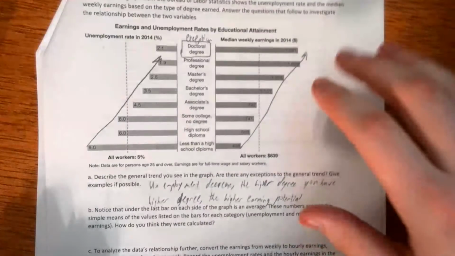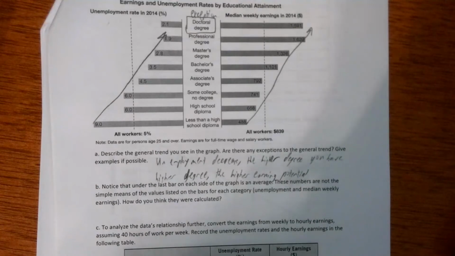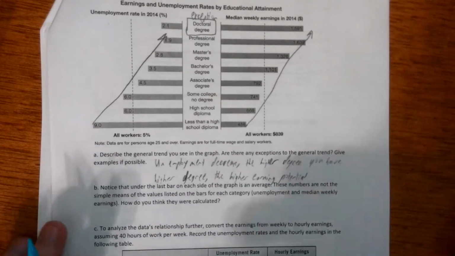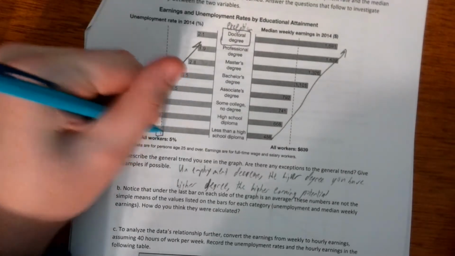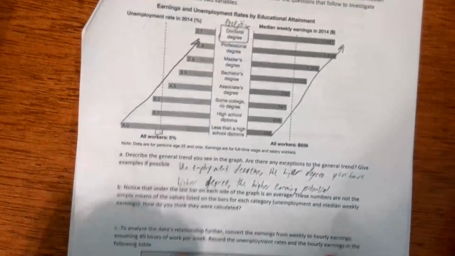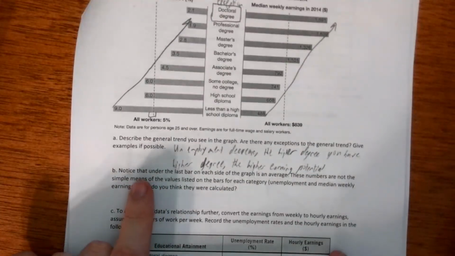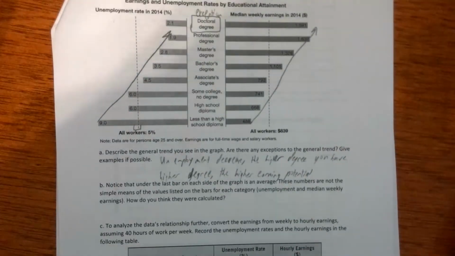Okay, let's look at B. It says, notice under the last bar on each side of the graph is an average. These numbers are not simple means of the values listed in each category. So what that basically means is we see this line right here, and this is kind of our average. A way that you can say an average in math is a mean. But we know that this isn't a simple mean. So what kind of mean could it be?